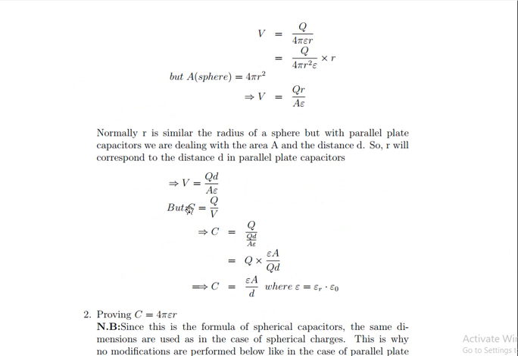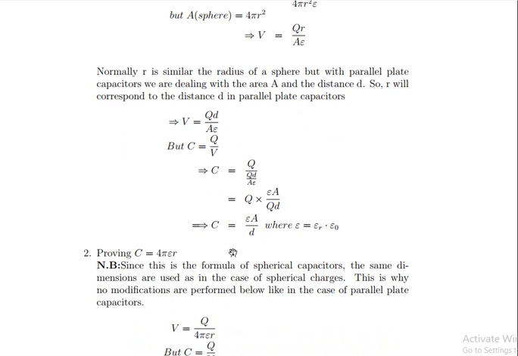But we know that C is equal to Q over V. So now for C, I divide Q by this V and substitute in this equation. When I substitute, I'm going to have Q times epsilon A all over QD. Then I can cancel Q, so I see that the capacitance C is equal to epsilon A all over D, where epsilon is equal to epsilon R times epsilon 0. And this is the initial formula we have for parallel plate capacitors.